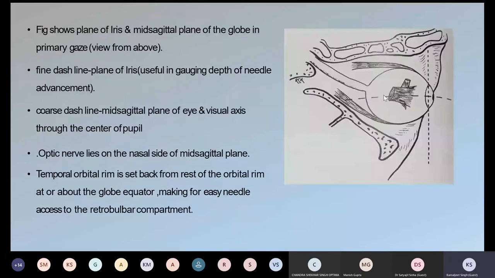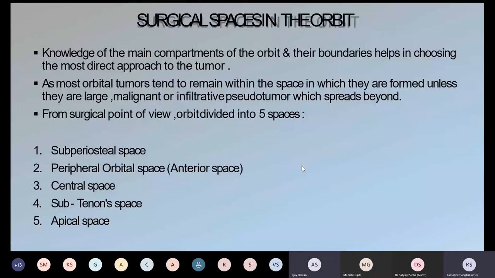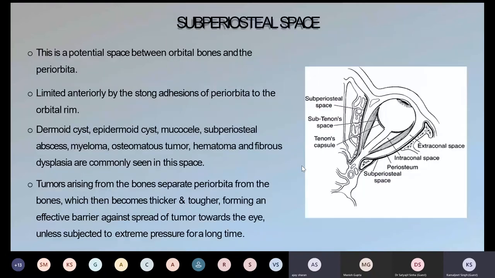So you have to be very careful while giving the injection, and there are various spaces that you should know about. The most important is this muscle cone that we talk about most of the time while giving retrobulbar injections. If the needle goes like this, it hits the optic nerve, and you will have injury to the optic nerve.